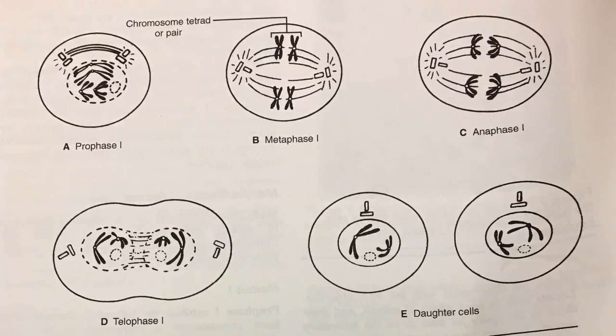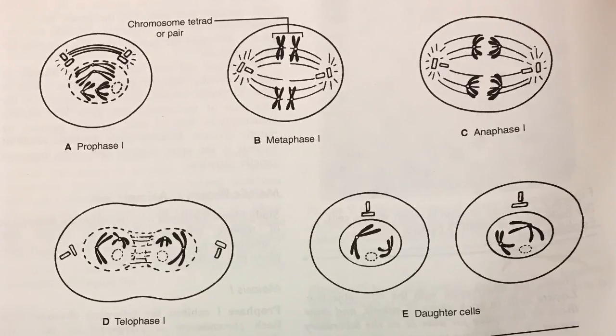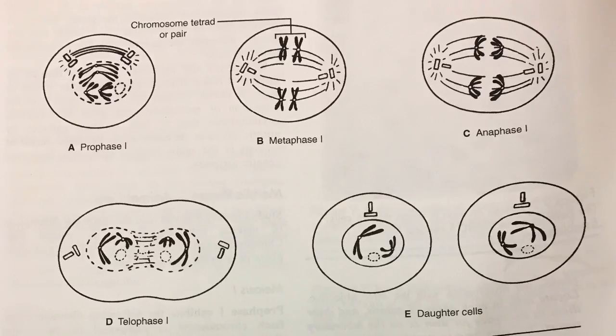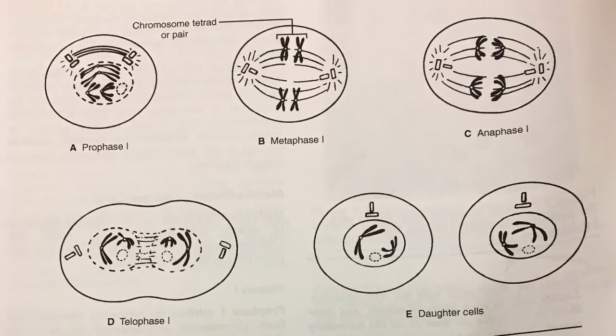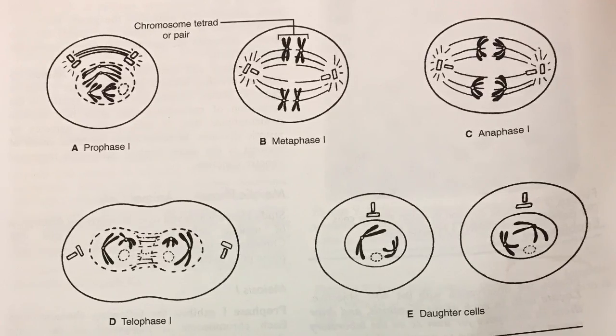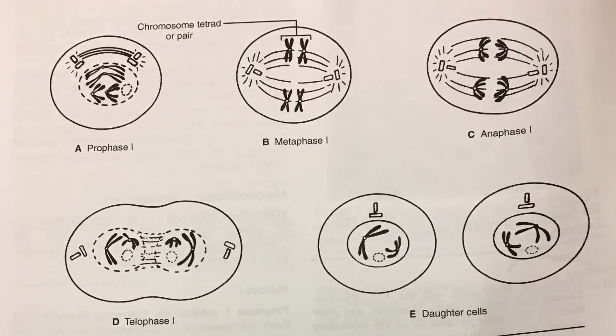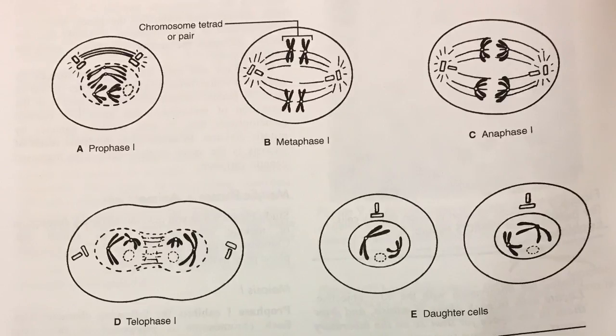The third step is anaphase 1, which begins when the two chromosomes of each tetrad separate and start moving towards opposite poles of the cell. As a result of the action of the spindle, notice that in anaphase 1, the sister chromatids remain attached at their centromeres and move together towards the pole.